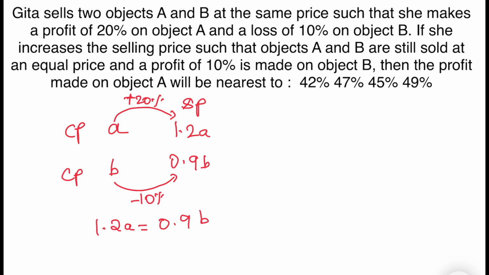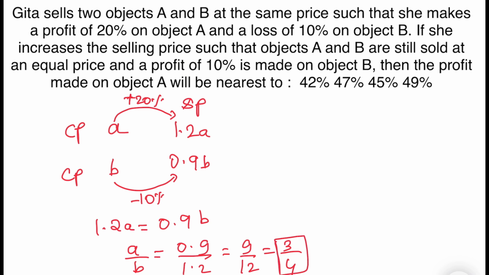And this clearly gives us the ratio of the cost prices A and B. So A upon B should be equal to 0.9 divided by 1.2. We can manipulate this to write it as 9 by 12. And if you want, you can further reduce it to 3 and 4, 3 is to 4 also. Now, using this 3 and 4, we can solve the next part of the question.